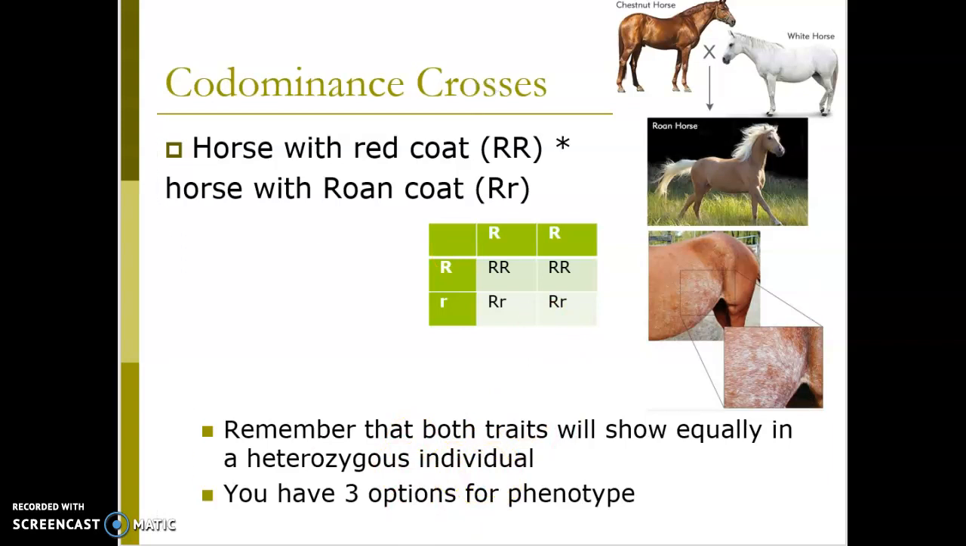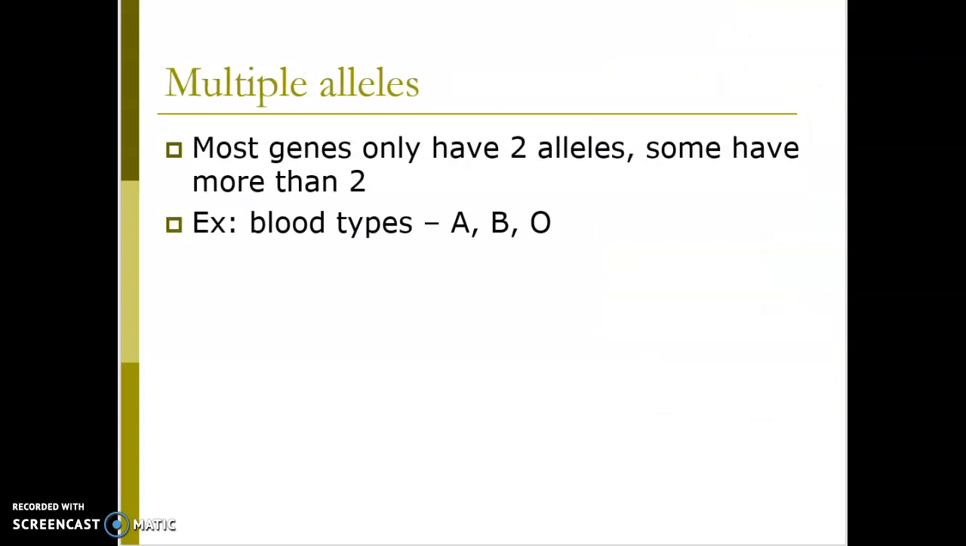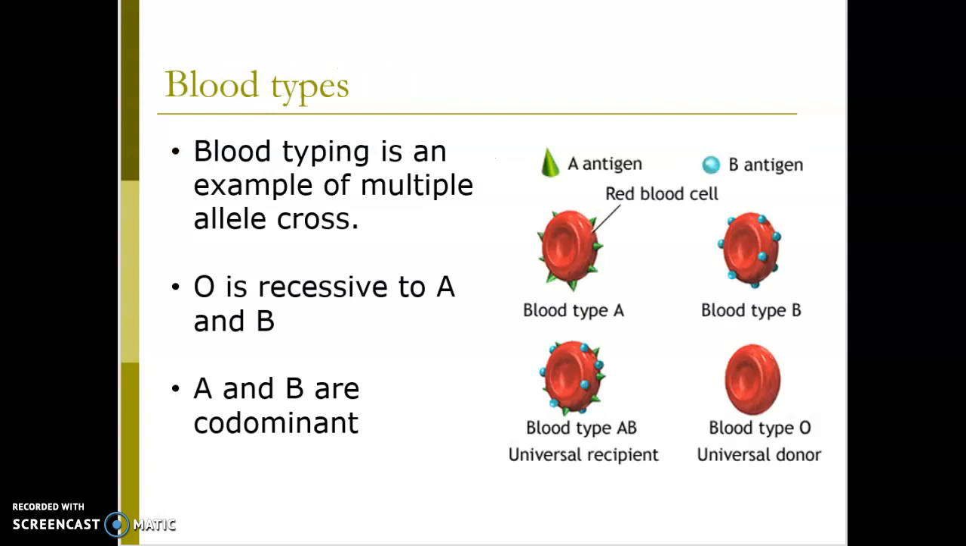Otherwise, done the same. So with this, we have this thing called multiple alleles. There are some traits that have more than just 2 alleles, and blood typing is an example of a multiple allele cross, where you could have an A, a B, or an O in any combination of these. So that's what we're going to talk about now. Your blood types.